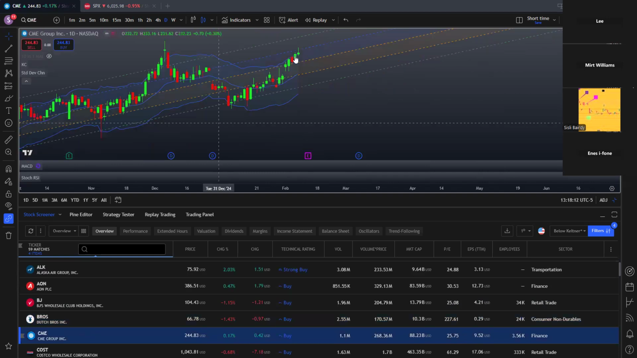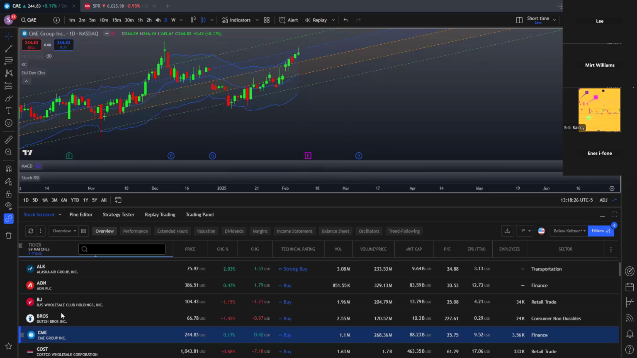CME Group poked its head out into this fair value gap here. Oh no, we got above that. Got into this candle. Maybe we get a day or two coming back down. It's all possible.